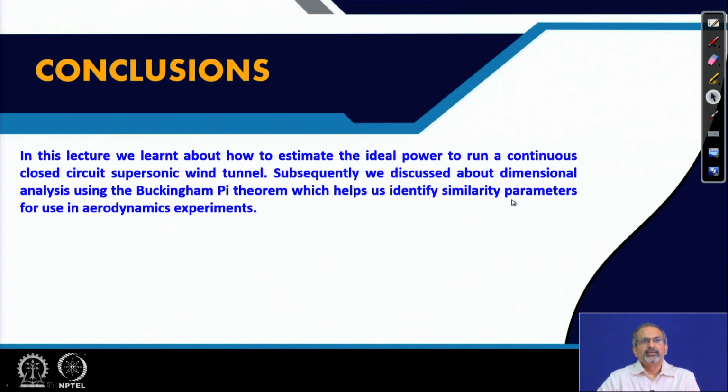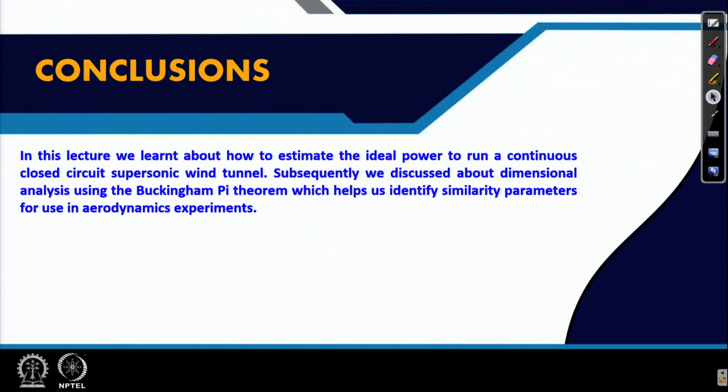To conclude, in this lecture we learnt about how to estimate the ideal power to run a continuous closed circuit supersonic wind tunnel. Subsequently, we discussed about dimensional analysis using the Buckingham pi theorem, which helps us identify similarity parameters for use in aerodynamics experiments both at low speeds as well as high speeds. Thank you.